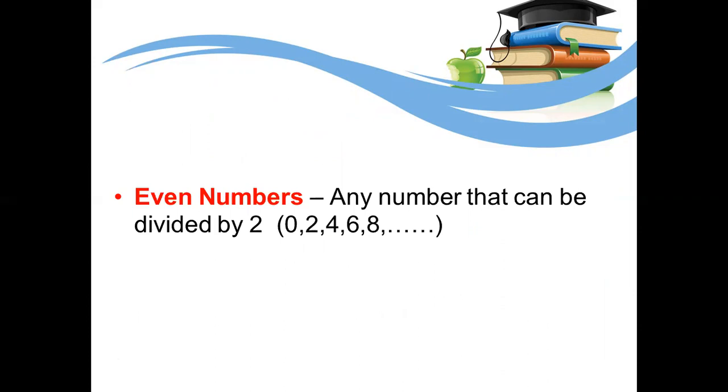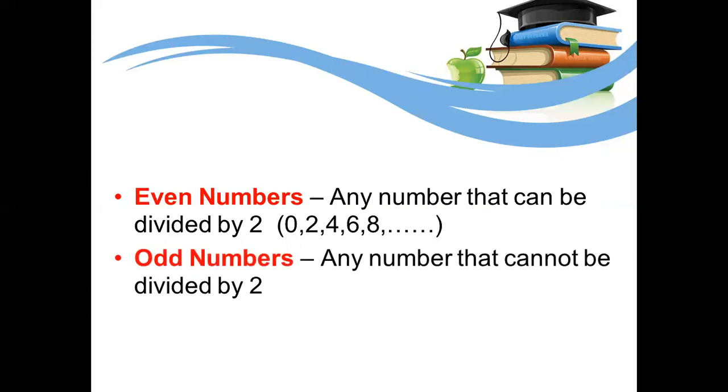The third type of number is even numbers. Any number that can be divided by 2, starting from 0, 2, 4, 6, 8, and so on. And odd numbers are any numbers that cannot be divided by 2. They are the rest of the numbers.